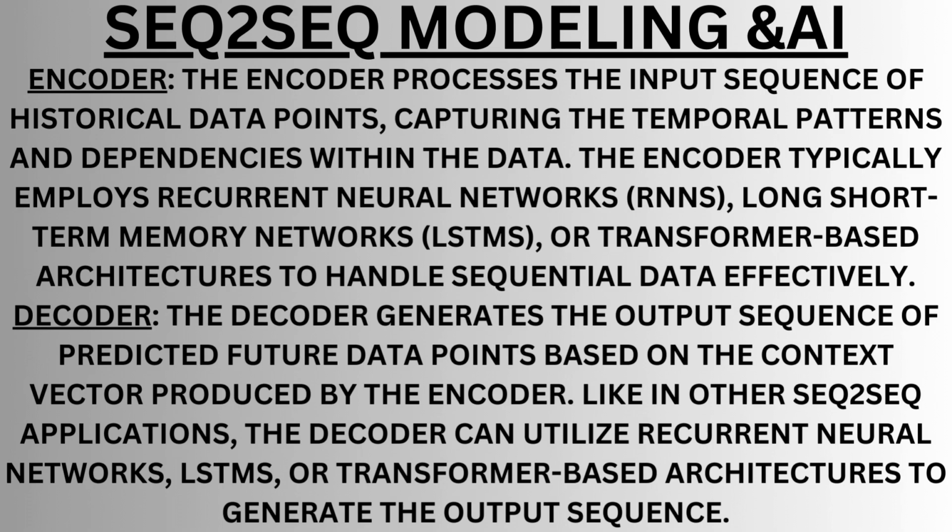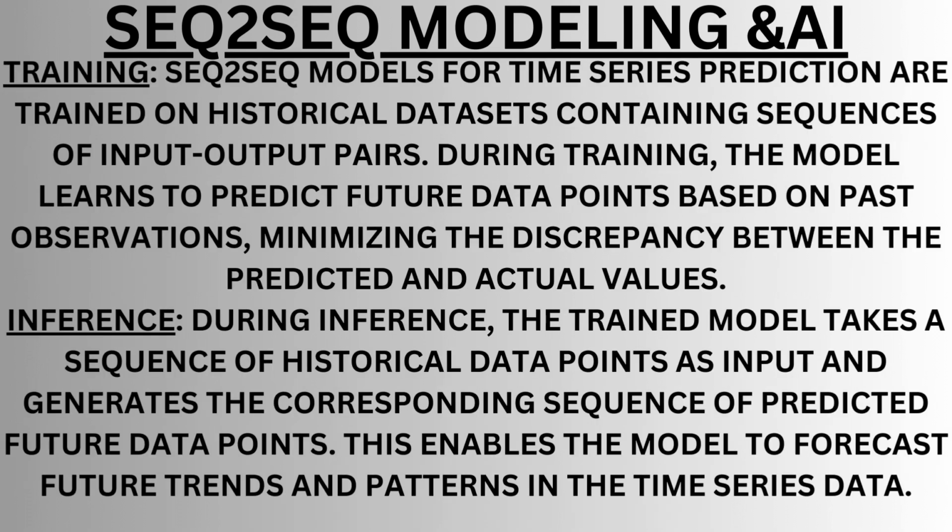Training. Sequence-to-sequence models for time series prediction are trained on historical datasets containing sequences of input-output pairs. During training, the model learns to predict future data points based on past observations, minimizing the discrepancy between the predicted and actual values. Inference. During inference, the trained model takes a sequence of historical data points as input and generates the corresponding sequence of predicted future data points. This enables the model to forecast future trends and patterns in the time series data.